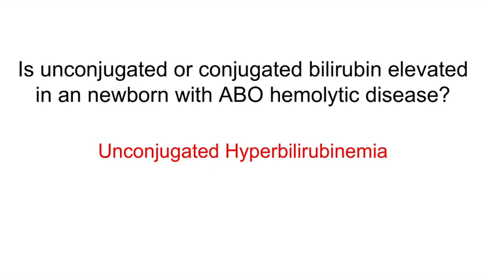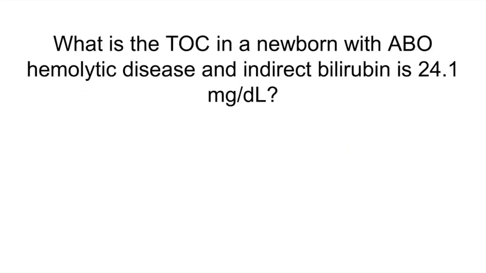What is the treatment of choice in a newborn with ABO hemolytic disease and indirect bilirubin is 24.1? Exchange transfusion. So in cases of severe hyperbilirubinemia, that's bilirubin greater than 20, patients require aggressive intervention with exchange transfusion. However, in mild to moderate disease, you can use phototherapy to treat this condition.